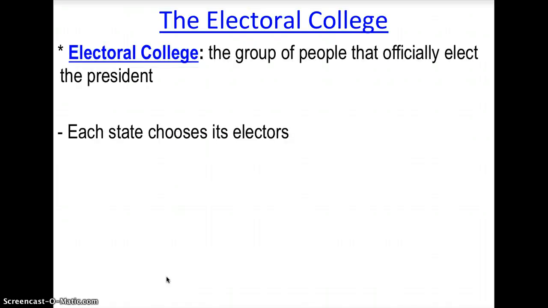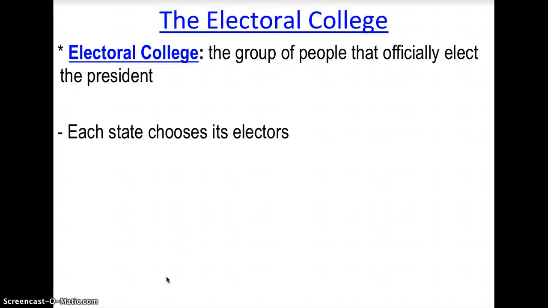If you have the ability to, there's some really interesting videos. Most of them are on my website where they do a really good job explaining the Electoral College. Some a little bit more simply, some go into a little bit more depth. But just, very basic information right here.